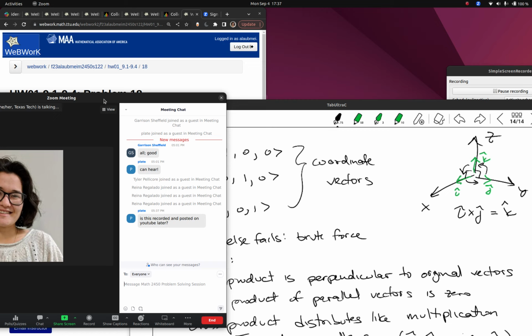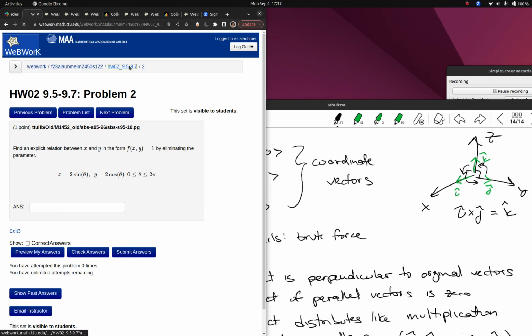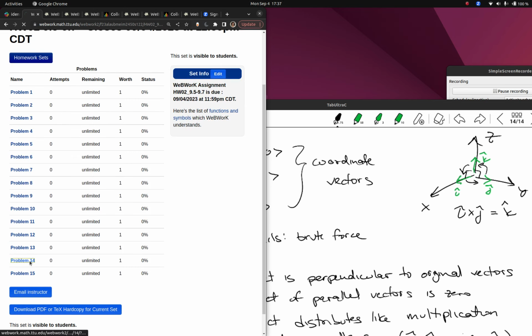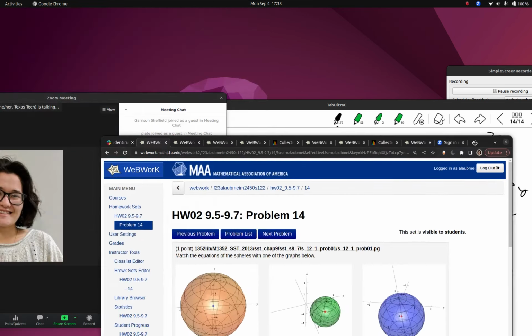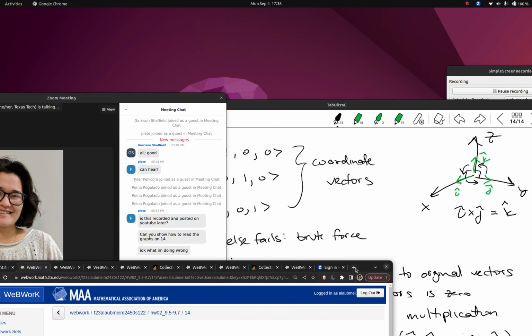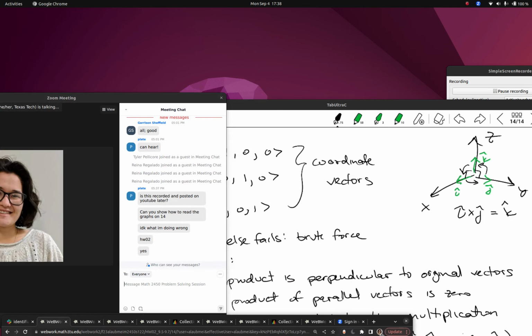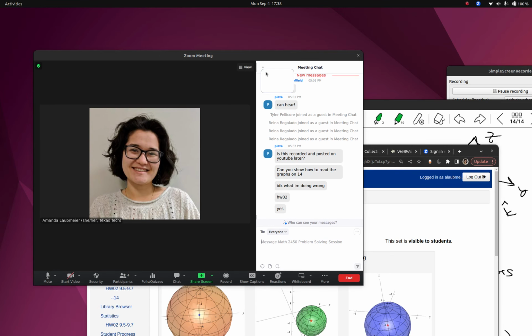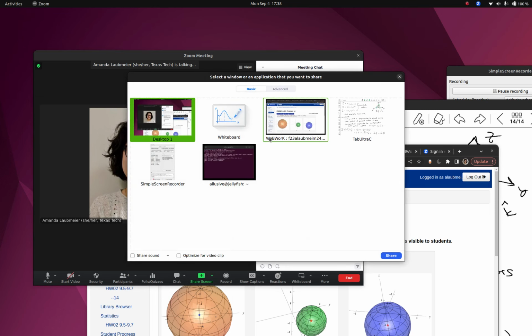Are there other questions? If there aren't, can you show how to read the graphs on 14? I sure can. Oh, I have to log back in. Problem 14. Is this on homework 2, just to confirm? Yeah? Okay, cool. I'm going to turn back on, can I pull this chat out? No. I will learn how to make my Zoom better before we do this again next time. Just for a little bit, I won't see you all in the chat again.